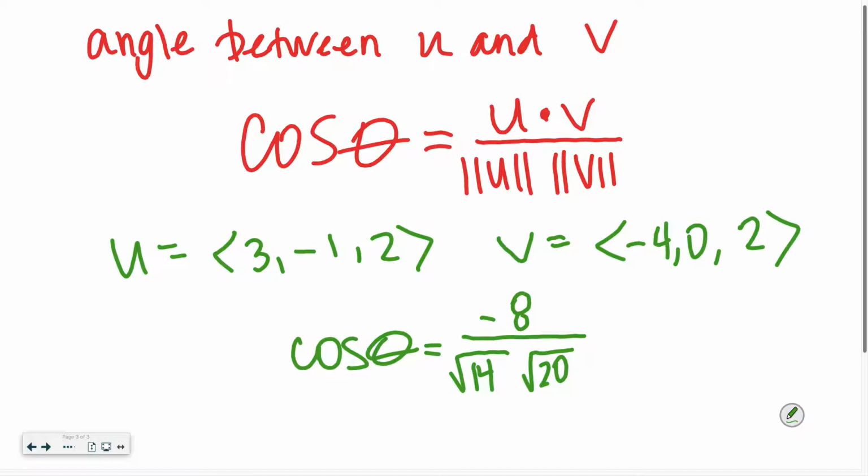Okay. Now, please be careful when you plug into your calculator. We need to punch in the inverse cosine in degree mode. But we have a product in our denominator, which means when you plug this into your calculator, that product better have parentheses around it.